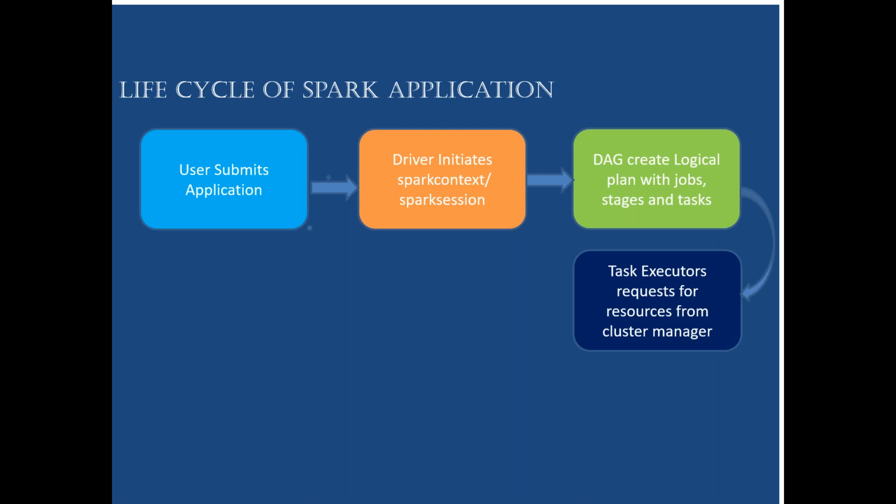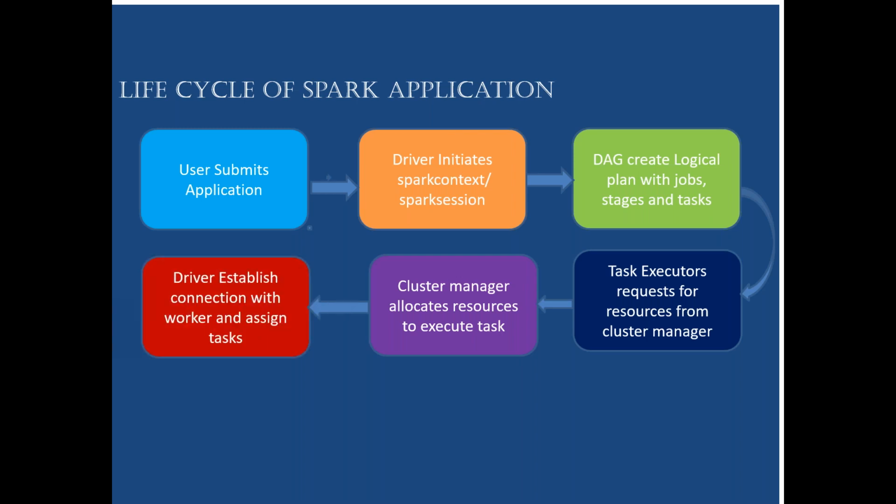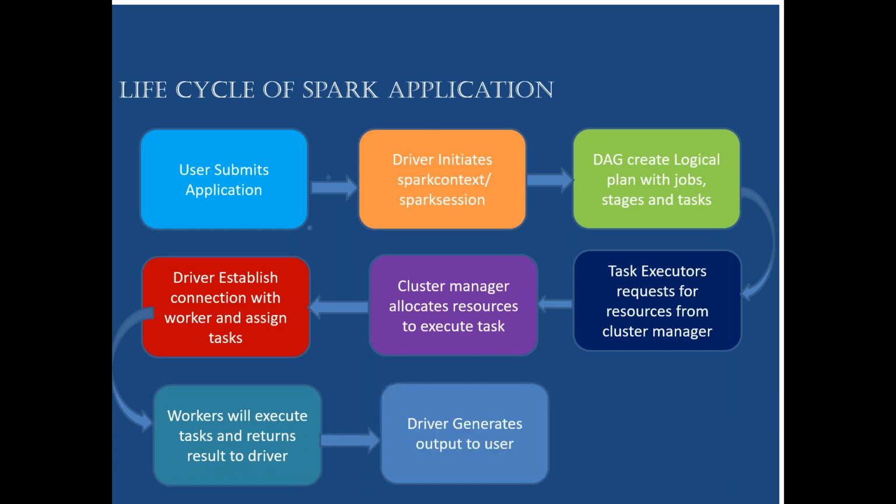Next. Once the jobs, stages, and tasks are available, to execute the tasks the executor will request, that is, the task executor as part of the driver requests the cluster manager to launch and assign the required resources. So the cluster manager allocates resources to execute the tasks. Now the driver establishes a connection with the worker nodes and assigns the tasks. After that, workers will execute the tasks and return the result to the driver. The driver then generates output to the user. Then the Spark application completes. Clear?